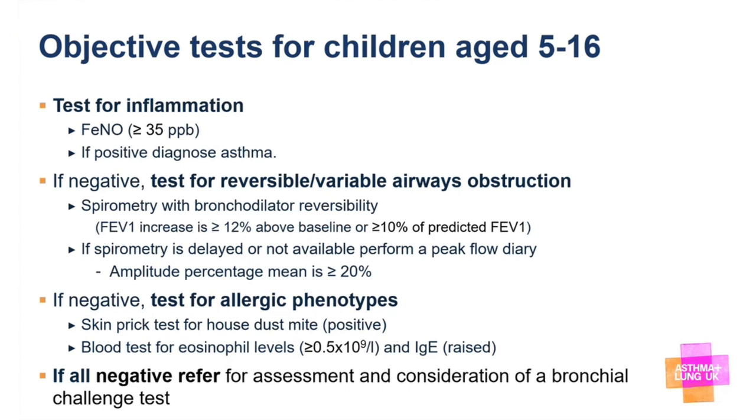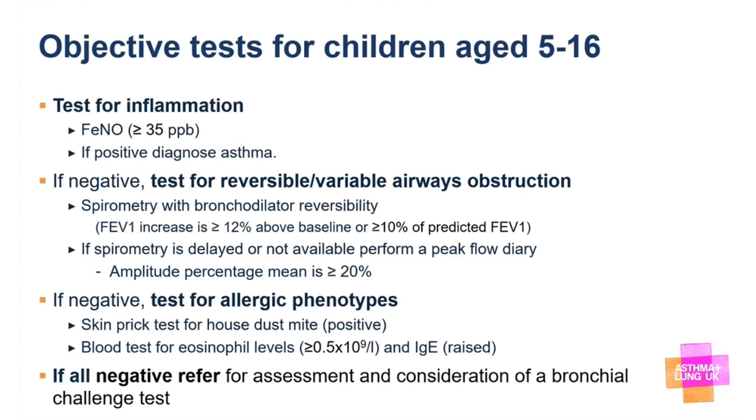And if that test is still negative, then they do encourage checking for different allergic triggers for asthma. So firstly, a positive skin prick test for house dust mite can diagnose asthma. We don't have much of that available in primary care, but other settings might have that. And if that isn't available, I'm doing a blood test for eosinophil levels and IgE, just basic IgE. If both those things are raised, again, that's a positive test for asthma.